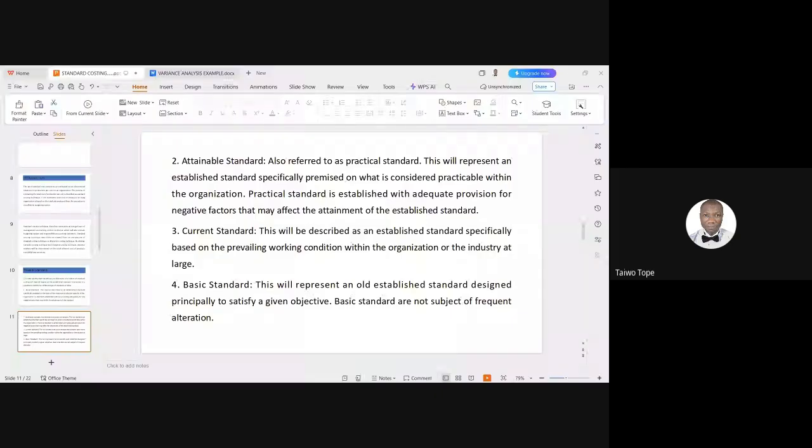And based on the slide, this attainable standard is also referred to as a practical standard. It represents an established standard specifically premised on what is considered practicable within the organization. A practical standard is established with adequate provision for negative factors that may affect its attainment. So this standard is most preferred, because you shouldn't set a standard beyond your ability. I know myself that this is what I can do.